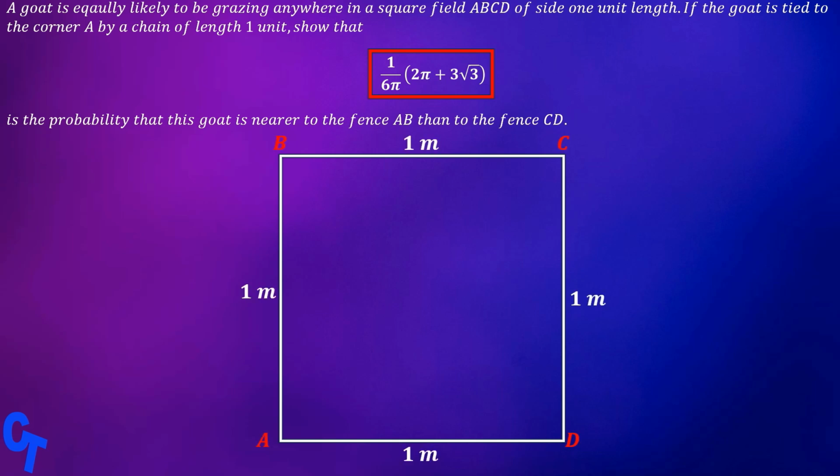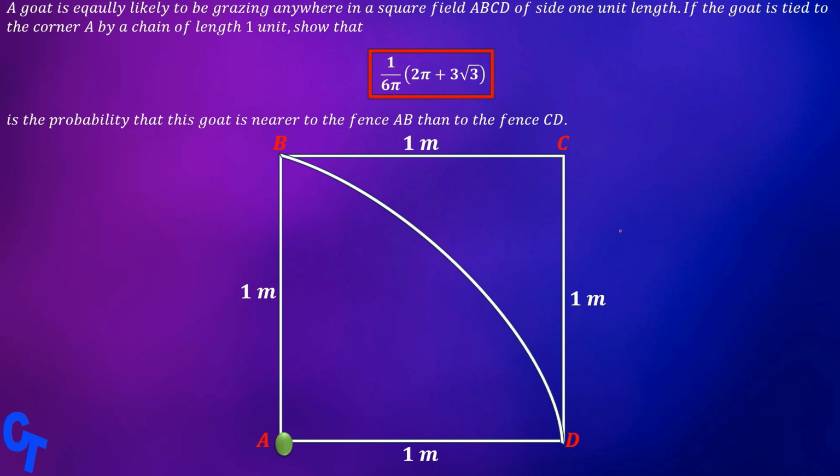Remember that we're told the length is 1 meter. The rope of the goat is tied at A, and the length of the rope is 1 meter. So that means this is going to be the trajectory of the goat. If we look at our question, we need the probability that this goat is nearer to fence AB, so the goat should be near to this line.